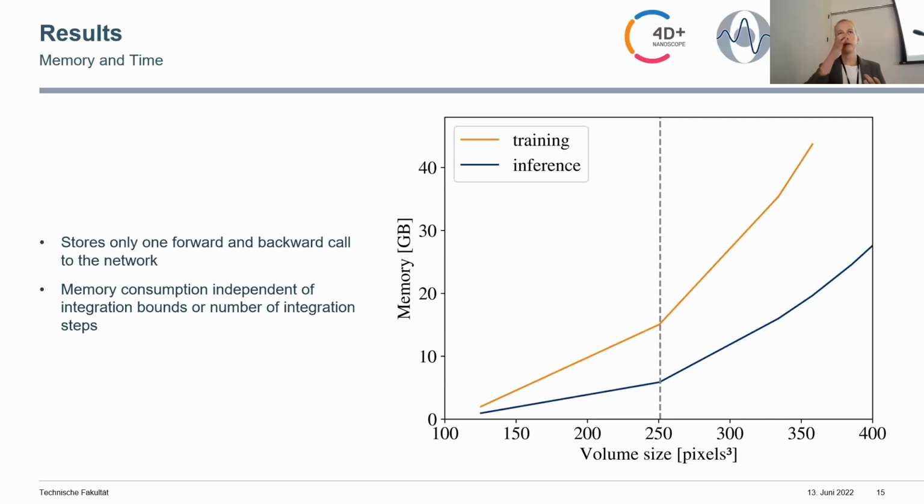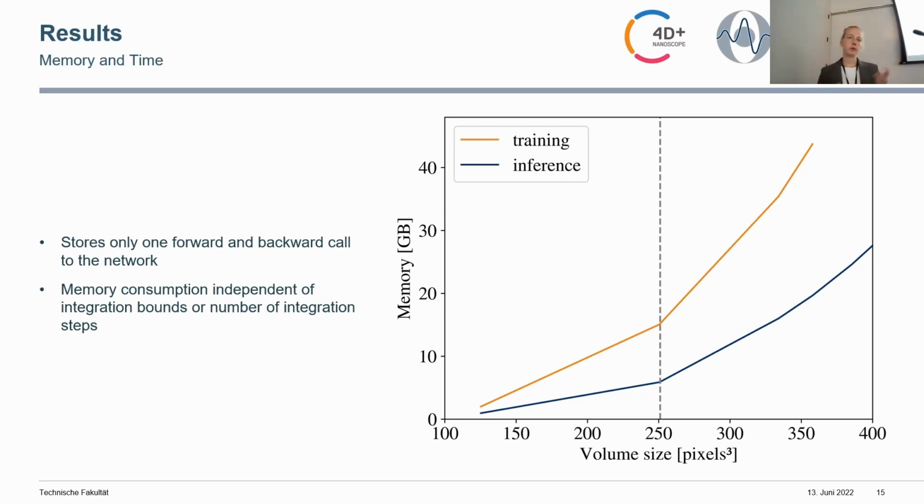And you can see that we are able to train this method using something like 16 gigabytes of GPU memory. And during inference, we need something like 6-7 gigabytes of memory, which is nice because this is feasible on recent consumer graphics cards and is about an order of magnitude lower than what we would need if we would simply do the classical unrolling approach.